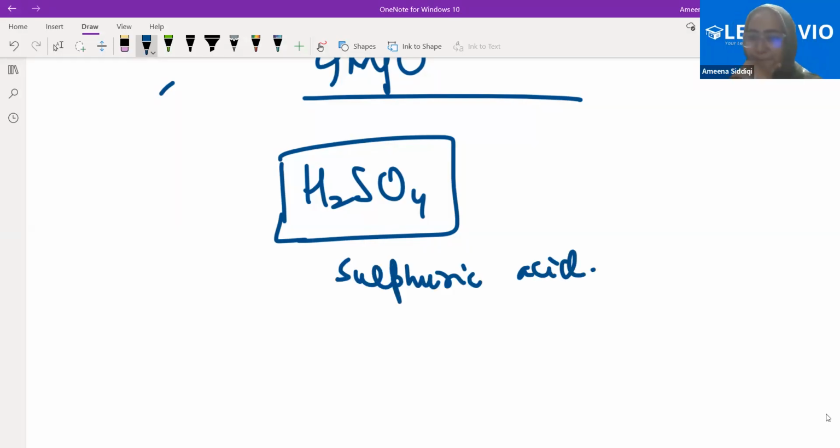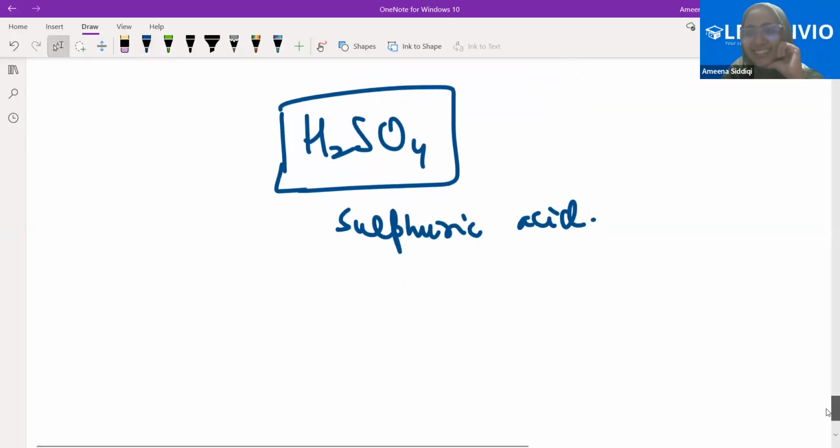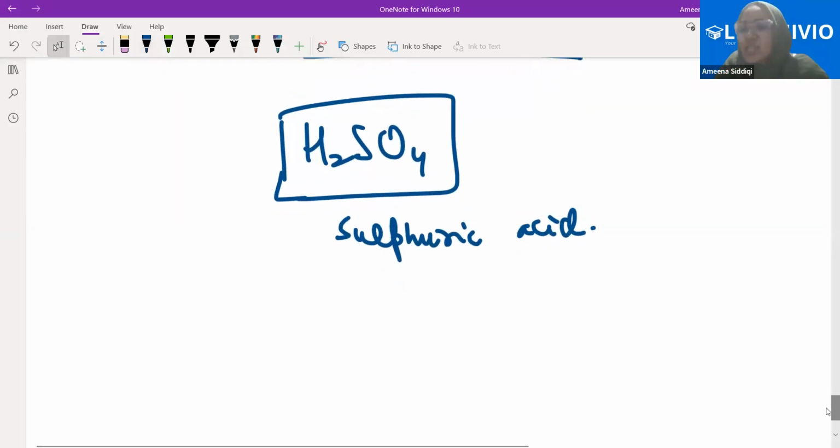Sulfuric acid. There's another one, HCl, hydrochloric acid. Nitric acid, HNO3. Fine. So this is H2SO4, that is sulfuric acid.